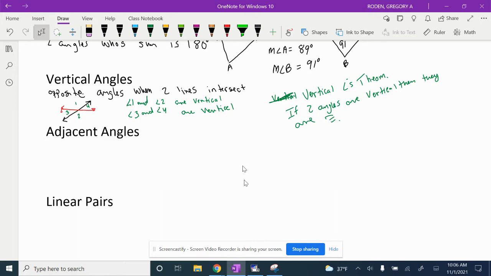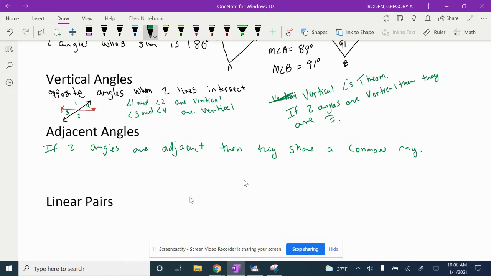Okay, so let's just get this cleaned up a little bit. Let's write this as an if-then statement. If two angles are adjacent, then they share a common ray. So guys, let me say it again. If two angles are adjacent to each other, they share a common ray.